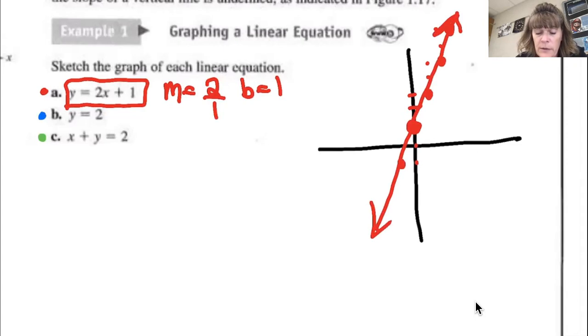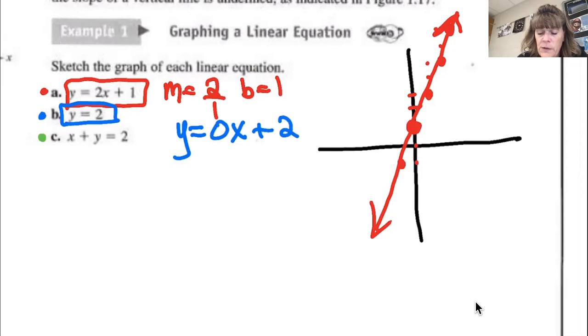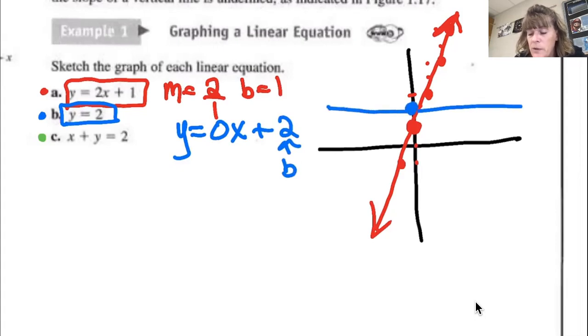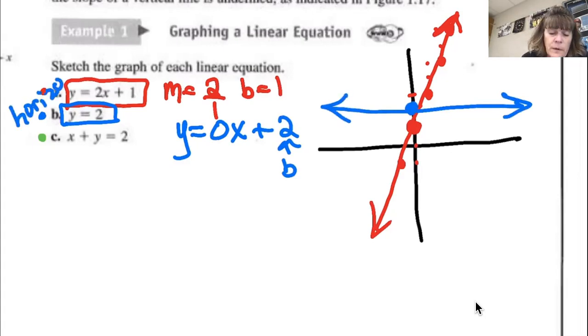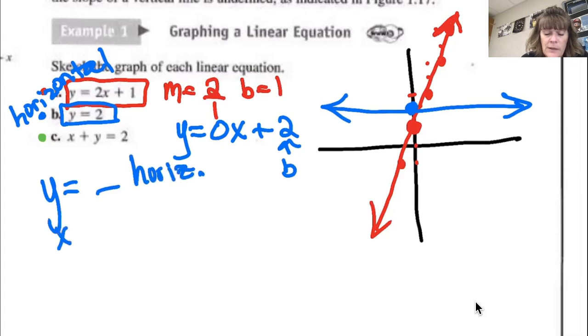Okay, the next one is just y equals 2. So we actually have y equals 0x plus 2. So 2 is our b, our y-intercept, and our slope is 0. That means it goes straight across like this. It's a horizontal line. So if you have y equals just a set number, it's a horizontal line. If you have x equals some number, then it's a vertical line.